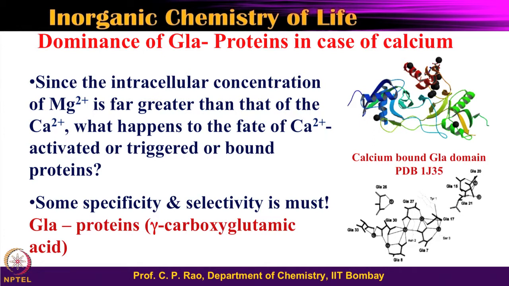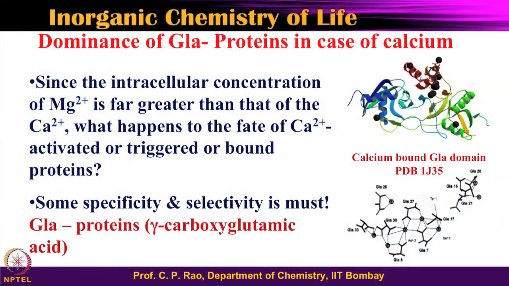Now, let us look at the calcium ion case. As I told you a while ago, the concentration of magnesium 2 plus is quite large inside the cell as compared to that of the calcium 2 plus. The magnesium 2 plus concentration is 15 millimolar, while the calcium 2 plus concentration is 2 millimolar. It is about an order of magnitude higher.